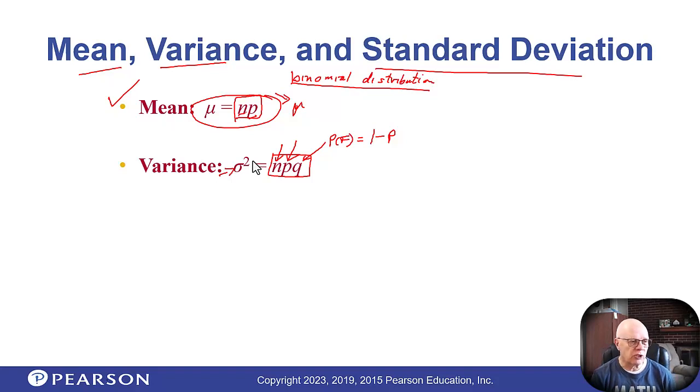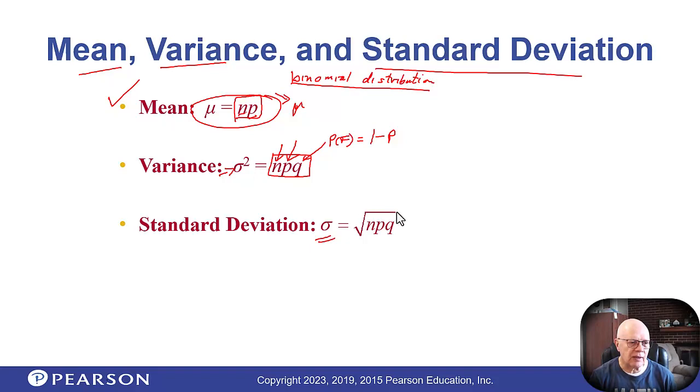However, most people don't use the variance very often, so take the square root of that and you'll have your standard deviation. Just remember, when you're getting the standard deviation, don't just multiply those three, you also have to take the square root for the binomial distribution.